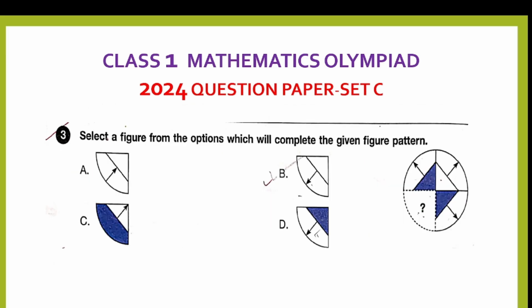Next question. Select a figure from the options which will complete the given figure pattern. So first observe the figure pattern. Here there is also a triangle and this will not be in blue color. Therefore option D, and option C is not correct. Now if you observe this arrow, its direction is upward. So there should be an upward direction. Therefore from A and B, option B is the correct figure and option A is not correct.